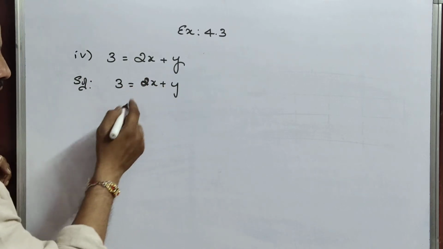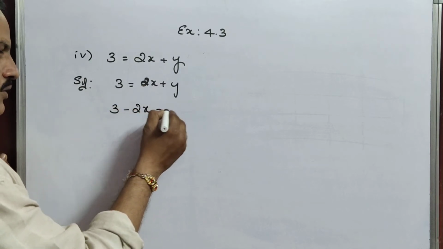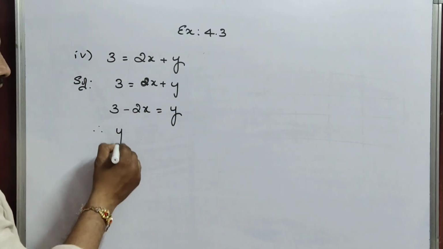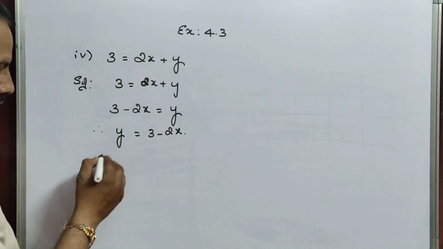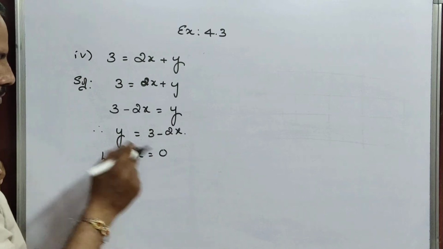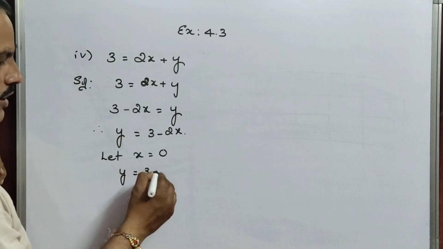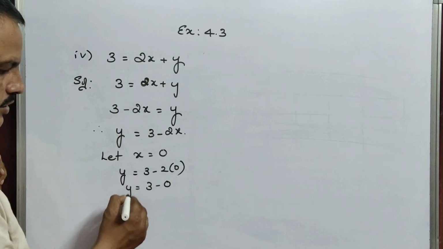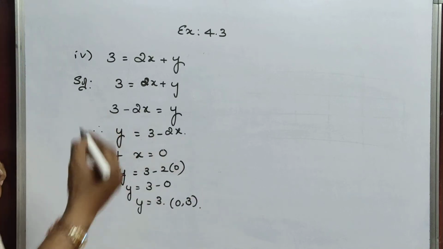Now we want y. So 2x will come to this side. That means 3 minus 2x equals y. So you can write y equals 3 minus 2x. Now, same as before, whatever number you like you can take, but when it is small numbers, I mostly prefer 0. So let x equal 0. So y equals 3 minus 2 into 0, that is 3 minus 0. That is y equals 3. That is 0 comma 3 is one point.